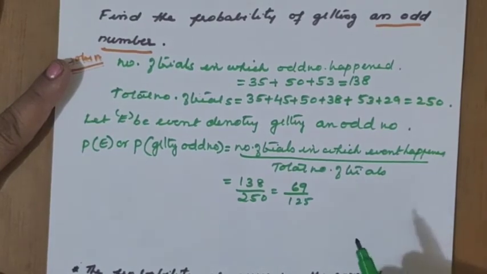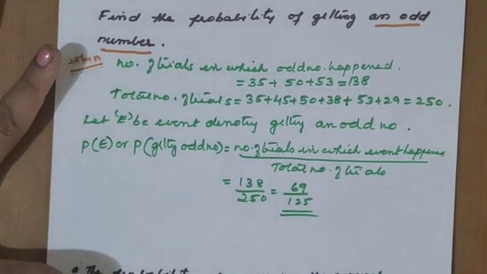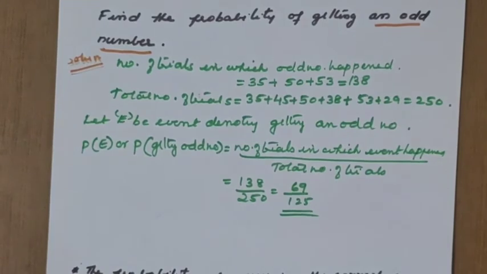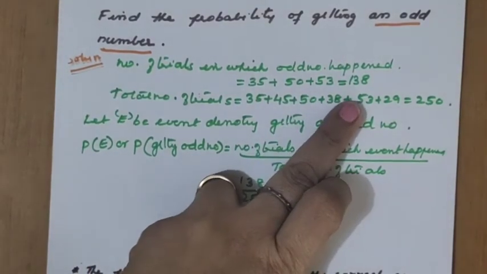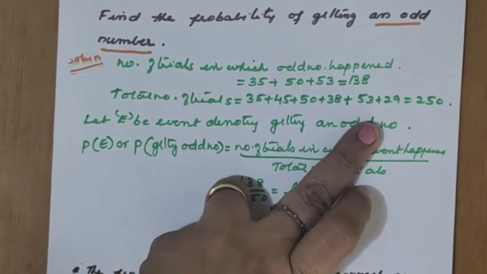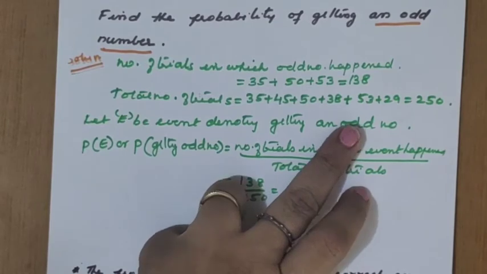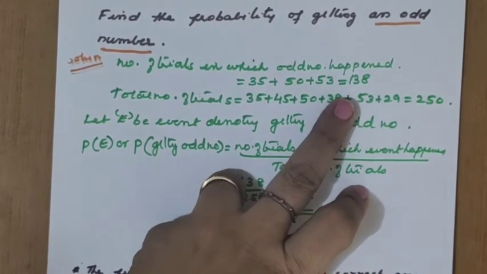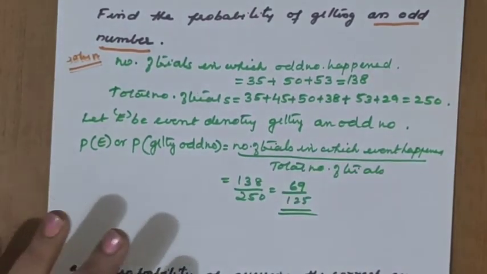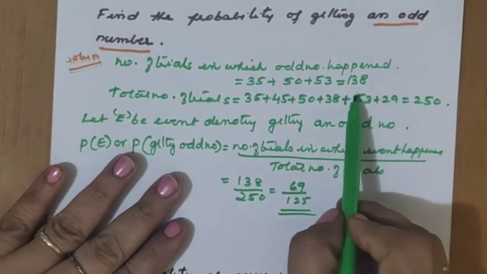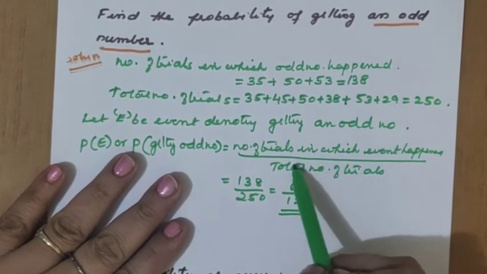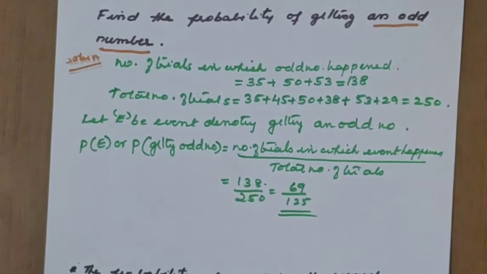Then further simplification is possible, we can do it, otherwise we can keep it like this only. Now what is the question? Number of trials in which the odd number is getting. So the odd number cases we have added, that is 138, and the total number of cases is 250. Out of 250 trials, 138 is the favorable one, so 138 by 250 is the required answer.